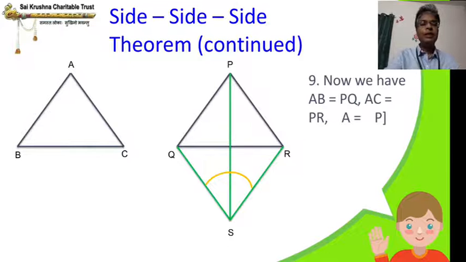Now we have AB equal to PQ, that is already given. AC equal to PR. Where is AC? AC equal to PR is also already given. Angle A, these are all I am putting dash for you to understand. Same color you can see, purple color on the left side, red color on the right side. Angle A equal to angle P.